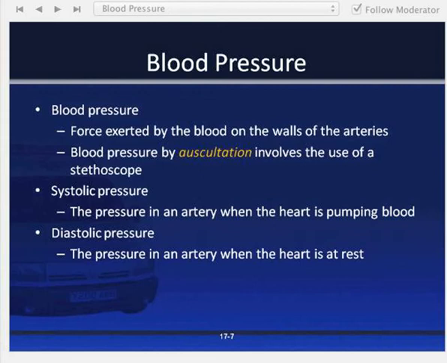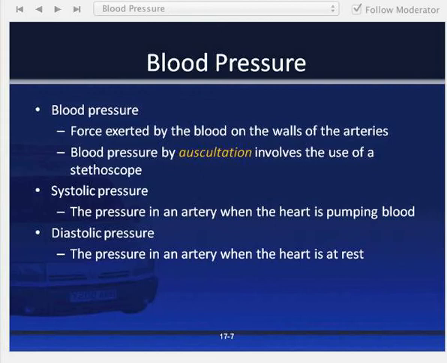When a blood pressure cuff is applied to a patient's arm and inflated, blood flow in the artery under the cuff is momentarily cut off. If a stethoscope is applied over the artery, sounds can be heard that reflect the patient's blood pressure. As the cuff is slowly deflated, blood flow resumes through the partially compressed artery. The first sound you hear is the systolic pressure. Systolic pressure is the pressure in an artery when the heart is pumping blood.